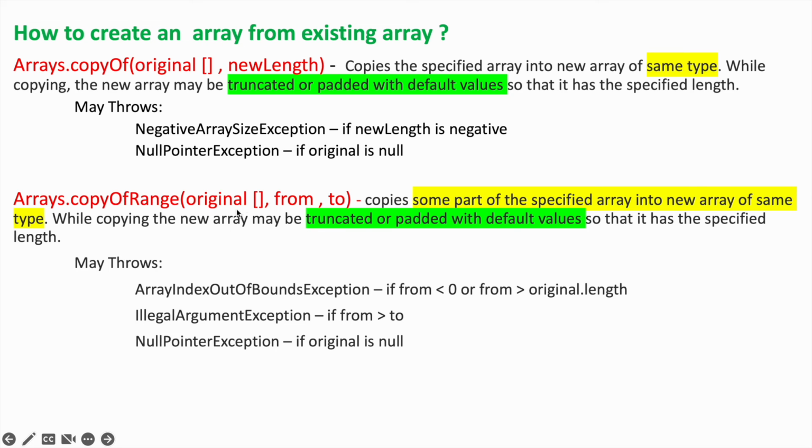And it may throw illegal argument exception if the from element is greater than the to element. That is, if you give a bigger value for the from index than the to index value, it will give illegal argument exception. In the same way, if the original array we are trying to copy is null, this method also throws null pointer exception.